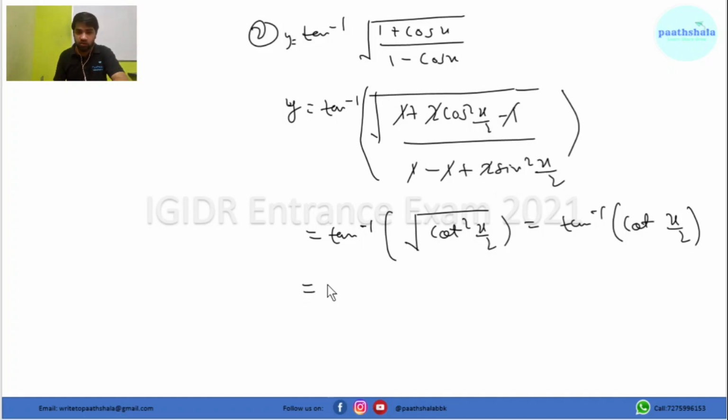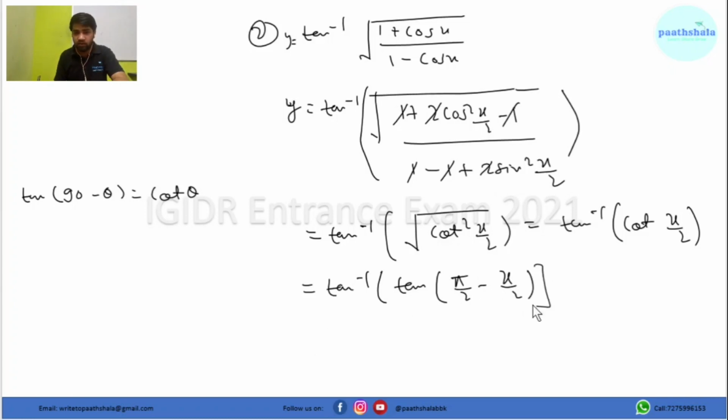Now I'm going to use this formula, that you know that tan of 90 minus theta equals cot theta. So by that we can write it like that, tan inverse of tan of pi by 2 minus x by 2. Now tan inverse and tan get eliminated, it will come out to be pi by 2 minus x by 2. Okay, so this is why.